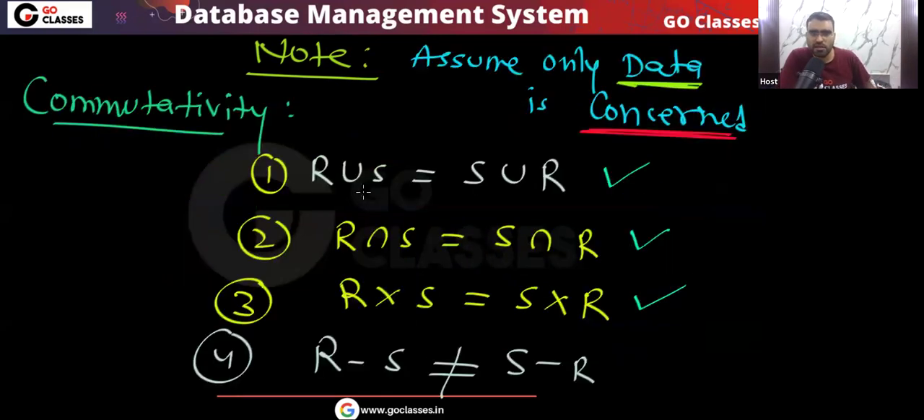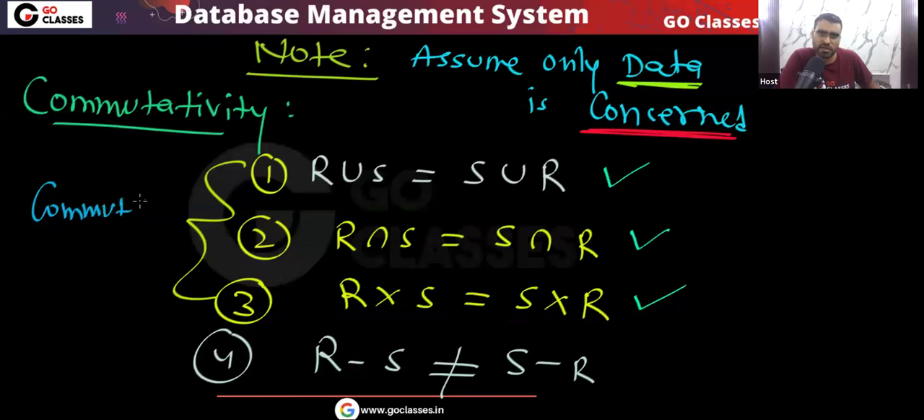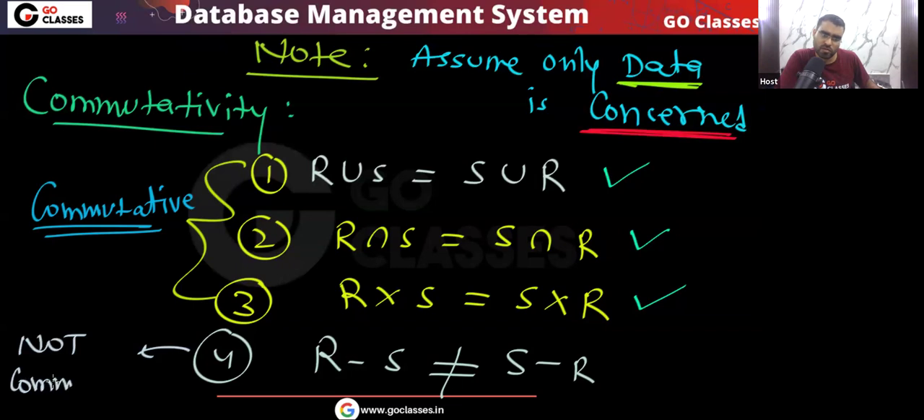So you can see that if only data is concerned, and remember most of the time we only care about the data, they are commutative: union, intersection, cross product. In the DBMS we only care about the data, so they are actually commutative. But remember, set difference is not commutative. Is this clear? Simple, right?